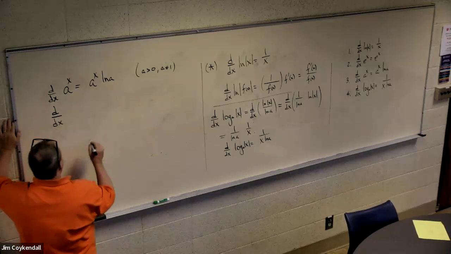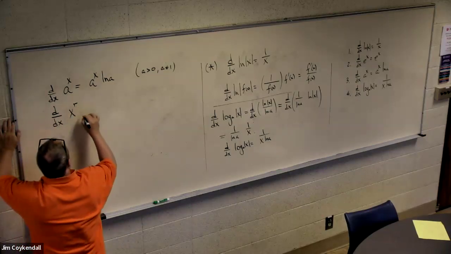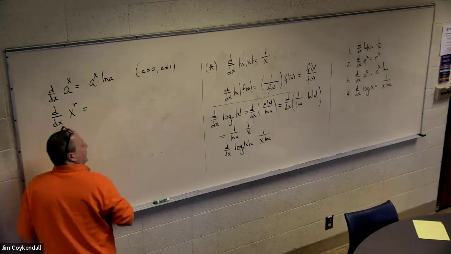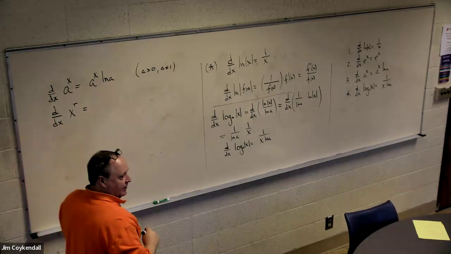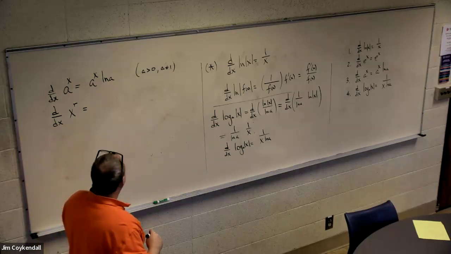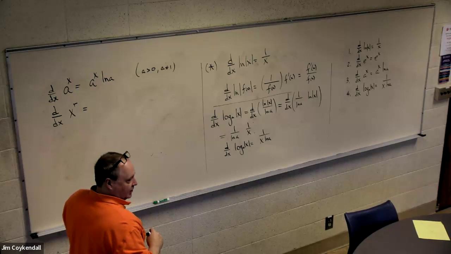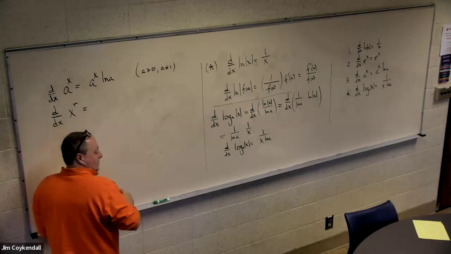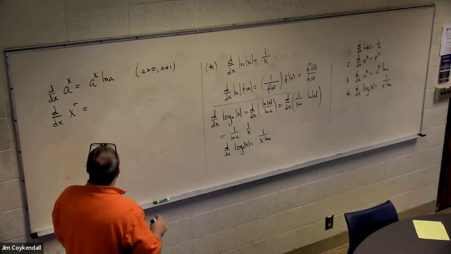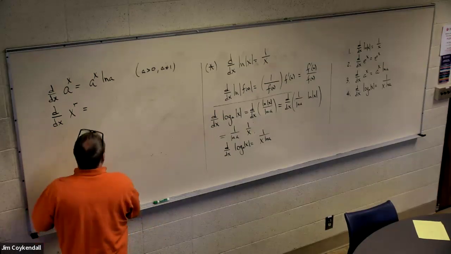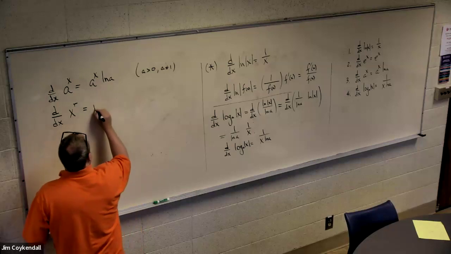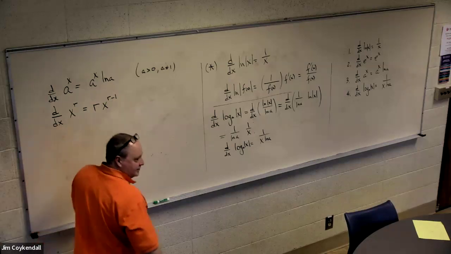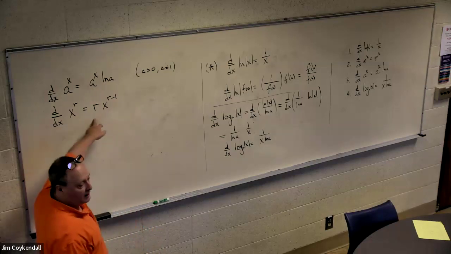This one's an old one. What happens when you have a variable base and constant exponent? It's simpler. Actually, let's go with x to the r. I'll actually derive this. This is an old one.